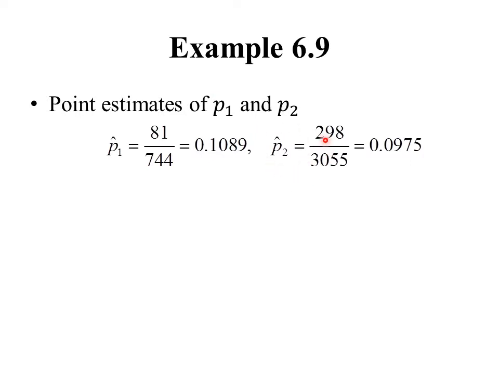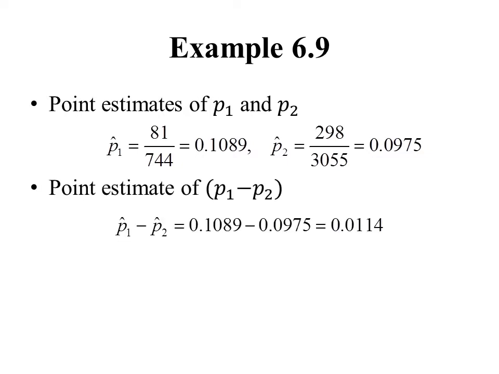Likewise, P hat 2 is the number of non-smokers who have cardiovascular disease divided by the total number of non-smokers in our sample, and that's 0.0975. So that means about 9.75% of non-smokers in our sample develop cardiovascular disease. That number is a point estimate of P2.